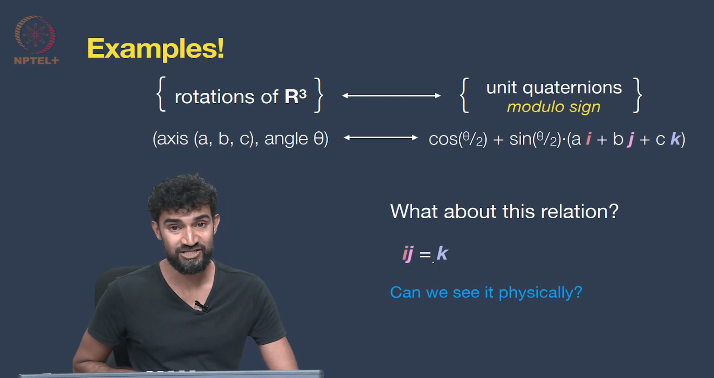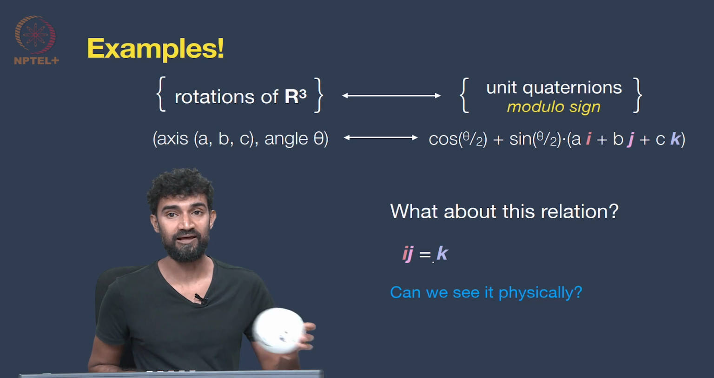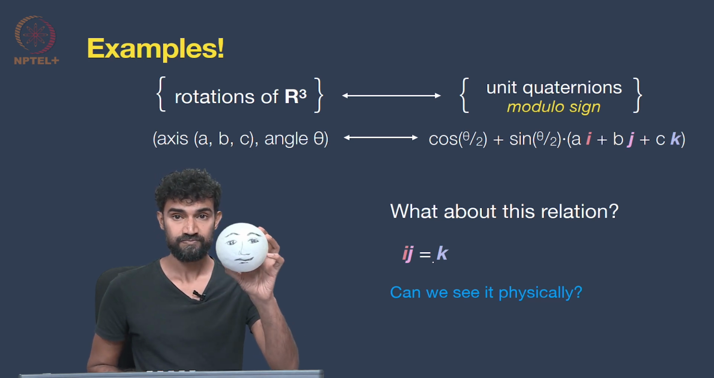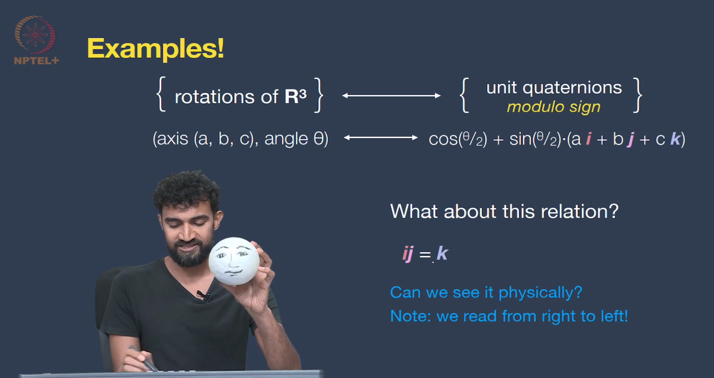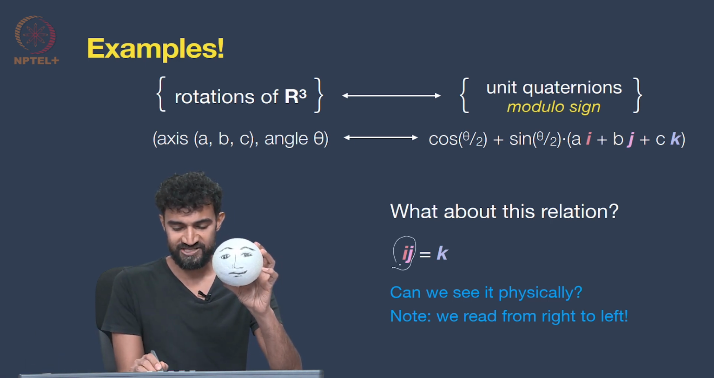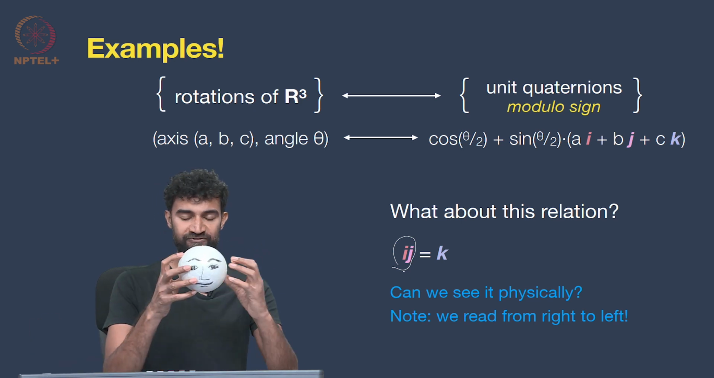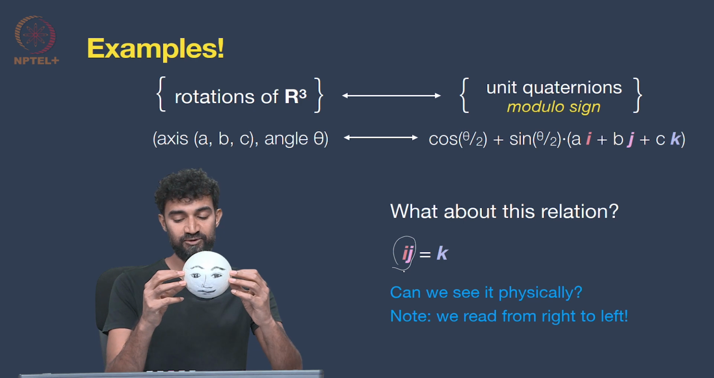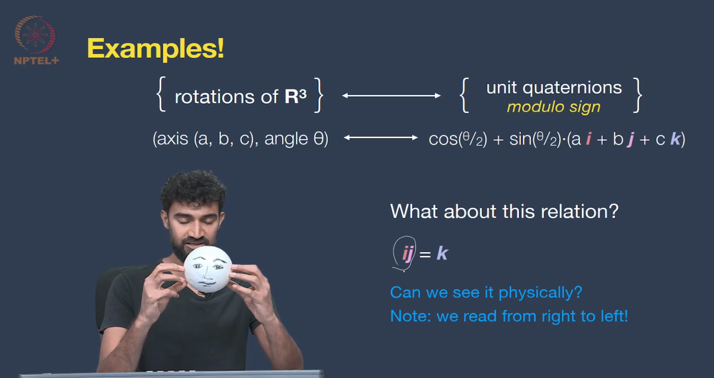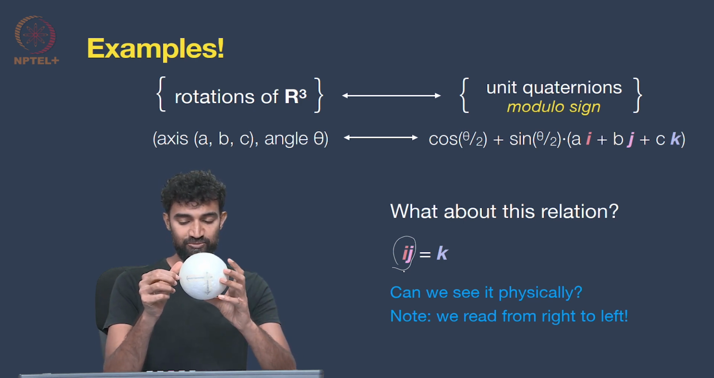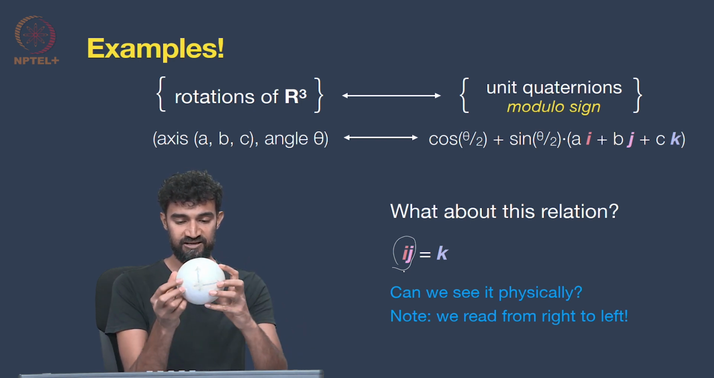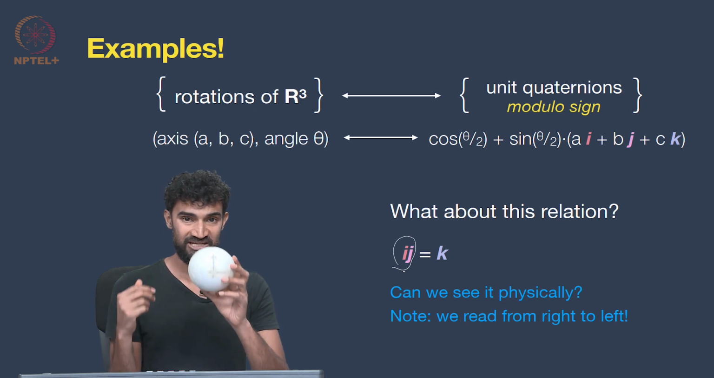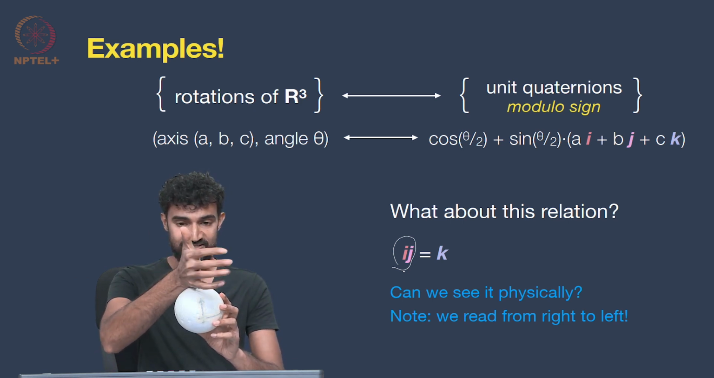Can we see this one physically using Balaa? It's important to remember that we always read from right to left. So when we perform this, we want to perform j first and then i. We want to first perform a 180-degree rotation about the y-axis. Then we want to perform a 180-degree rotation about the x-axis. Is that the same as a 180-degree rotation about the z-axis?